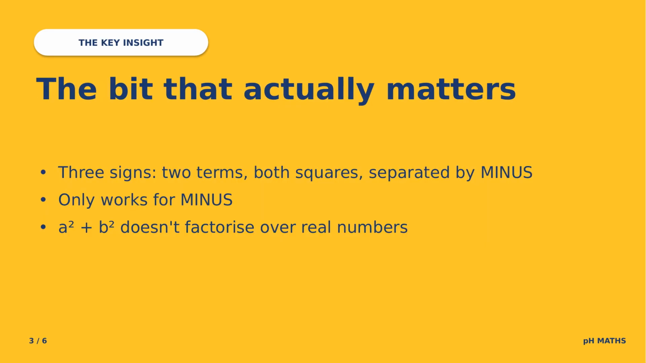Key insight: 3 signals tell you it's the difference of two squares. Two terms only, both perfect squares, and they're separated by a minus. All 3 must be true. It only works for minus, never for a plus. And both terms must be perfect squares. x squared, 4x squared, 25, but not 3x squared or 7.